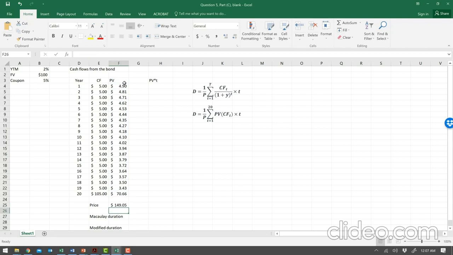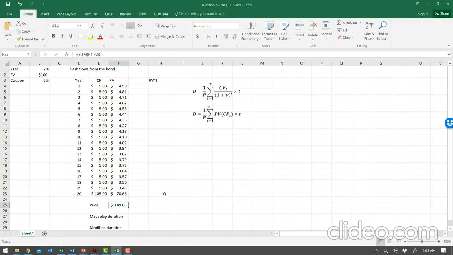The price of this bond right now is $149.05. First, notice that it does make sense. If we compare the price of this bond relative to its face value, it's 149 versus 100. It makes sense because this bond has a much higher coupon rate, 5%, relative to its yield to maturity. So this bond should be priced at a premium, and its price should be above $100. The fact that it's at 149.05 passes the smell test in the sense that this bond is indeed priced at a premium.